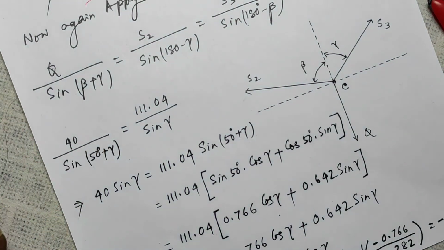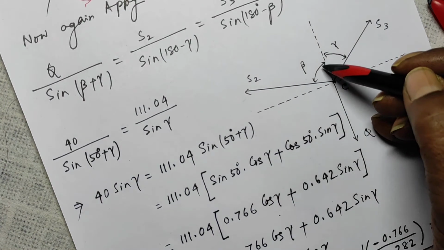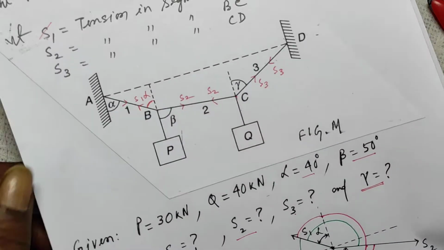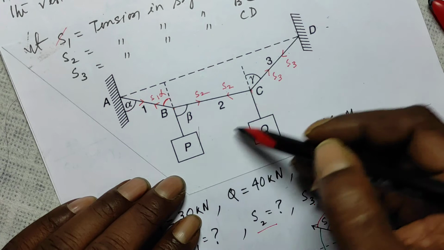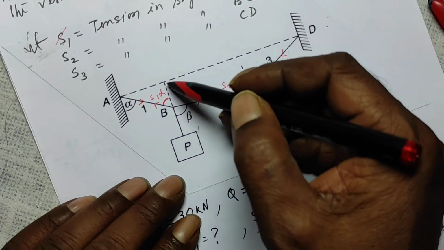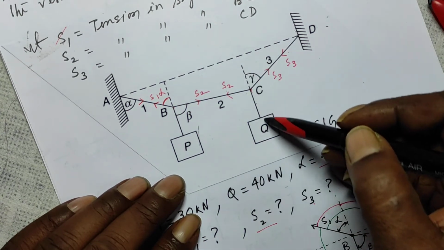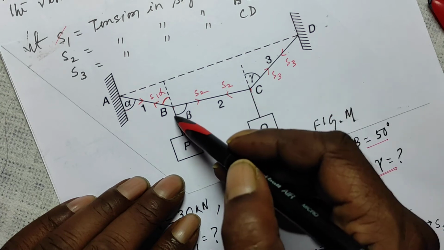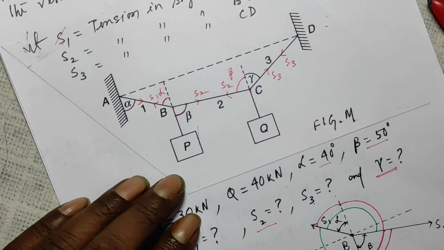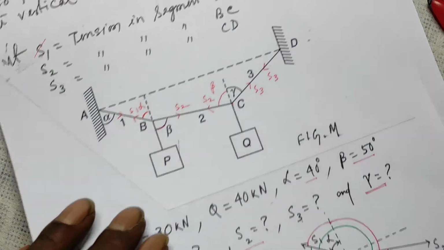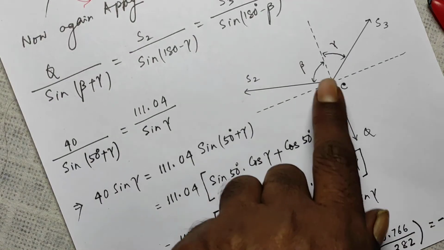Now the question is how this angle is beta. Let me show you the original diagram. This is hanging vertically downward, this is hanging vertically downward. So this is a straight line, this is a straight line, this is a transversal. So if this angle is beta, this is also beta, because alternate angle. That is what I have shown here.